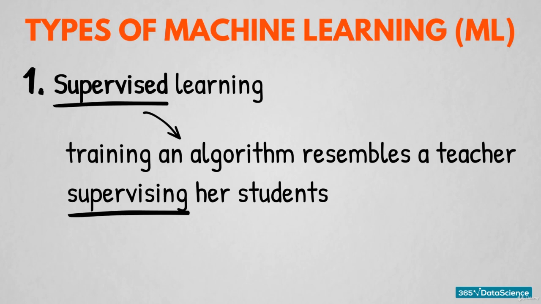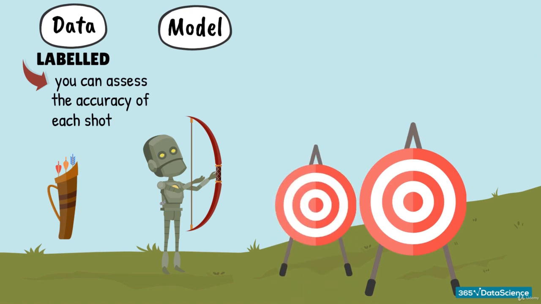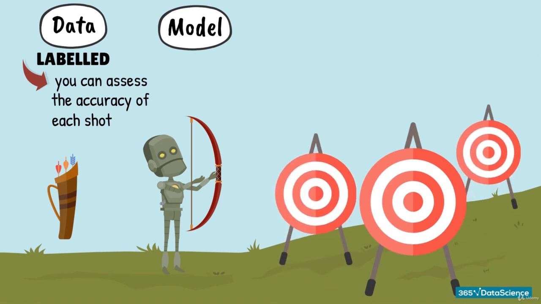To elaborate, apart from the final goal you set to the robot, it is important to mention you have been dealing with labeled data. In other words, you can assess the accuracy of each shot. In fact, there isn't a single target. Different arrows have their own targets.